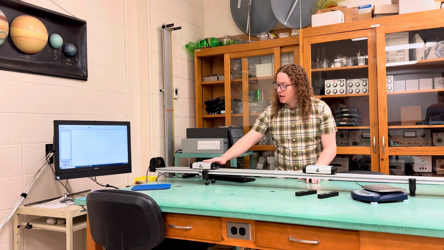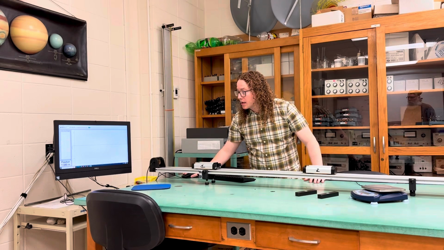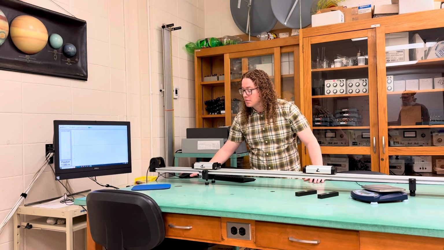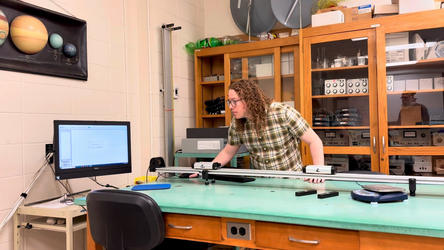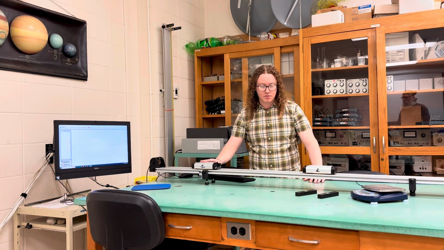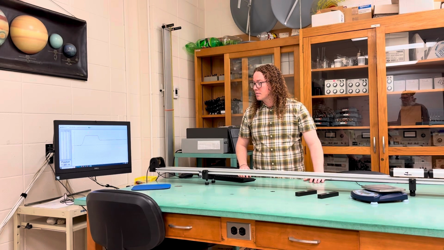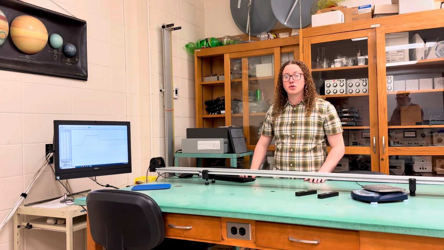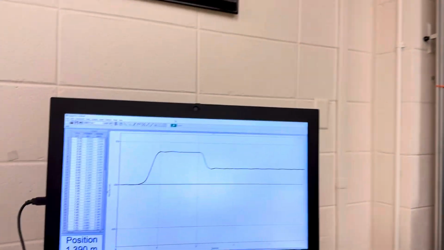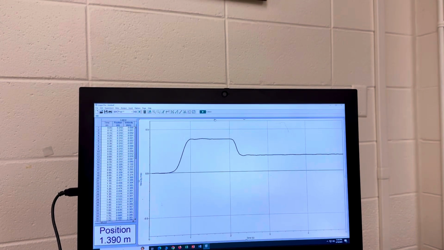So let's make sure that car number 2 is stationary. I'll begin to collect data, and I will give car 1 a gentle push. All right, now let's take a closer look at that data.